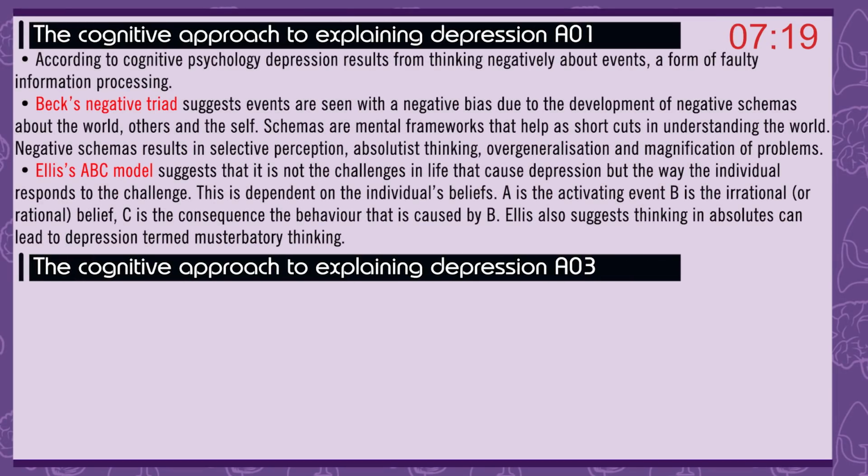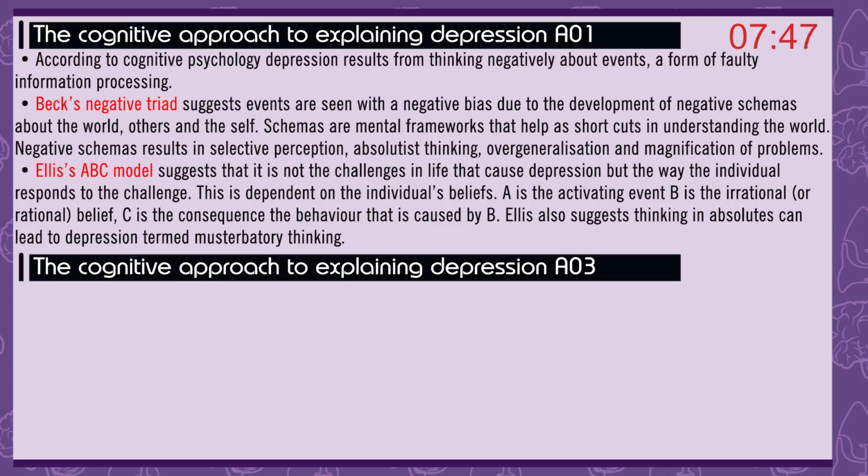According to cognitive psychology, depression results from thinking negatively about events, a form of faulty information processing. Beck's negative triad suggests events are seen with a negative bias due to the development of negative schemas about the world, others, and the self. Schemas are mental frameworks that help with shortcuts in understanding the world. Negative schemas result in selective perception, absolutist thinking, overgeneralization, and the magnification of problems.